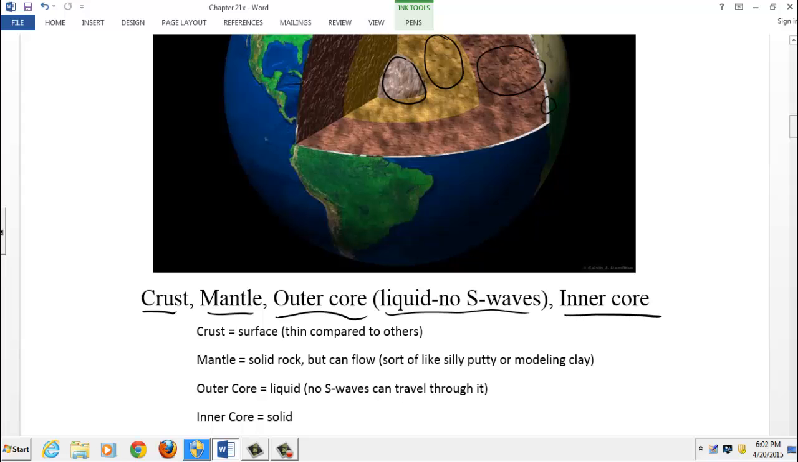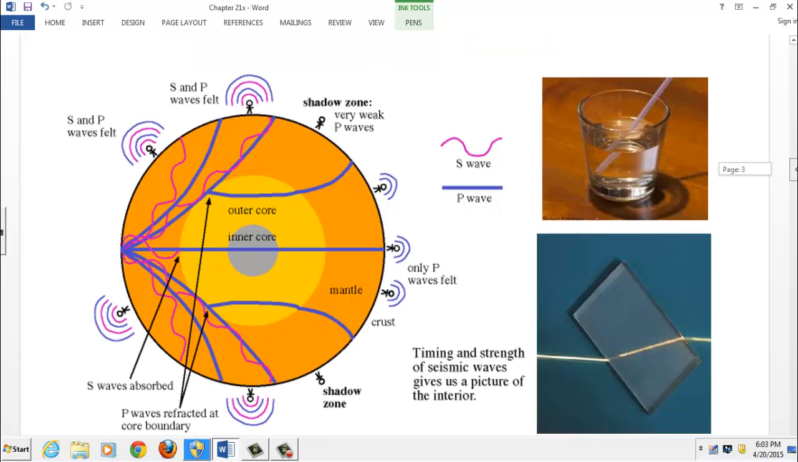So here we go. Crust, well, you know about that. That's the surface, and it's a hard surface, solid surface. The mantle appears to be solid rock, but under the pressure and heat it's under, it can flow. The mantle can flow. It's still solid, so maybe you think more about something like silly putty or modeling clay, how it's a solid and can still flow. And like I said before, the outer core is liquid, the inner core is solid.